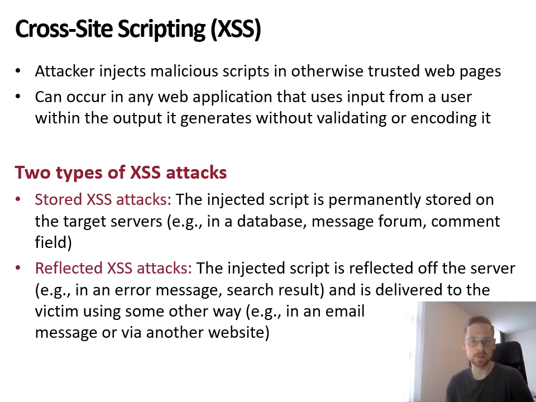There are two main types of XSS attacks. The first one is a stored attack, where the injected script is permanently stored on the target server, for example in a database used for message forums or comment fields. The second one is a reflected XSS attack, where the script is reflected off the server, for example in an error message or a search result, and delivered to the victim using some other way, for example as a link in an email message or through a link on another website that the user can then click.